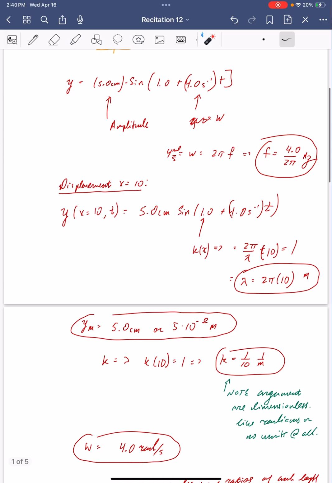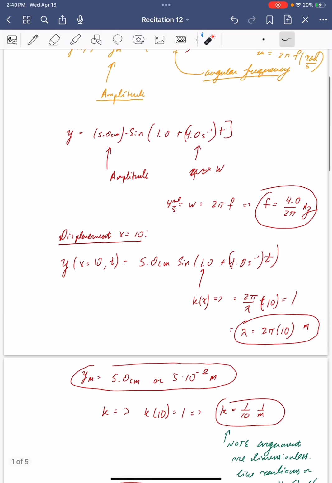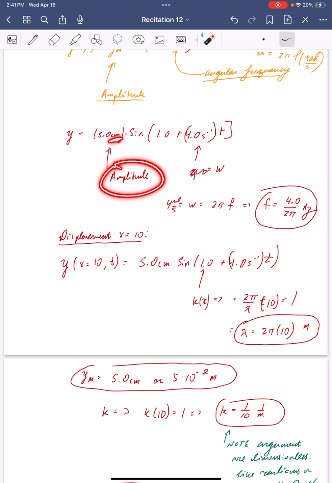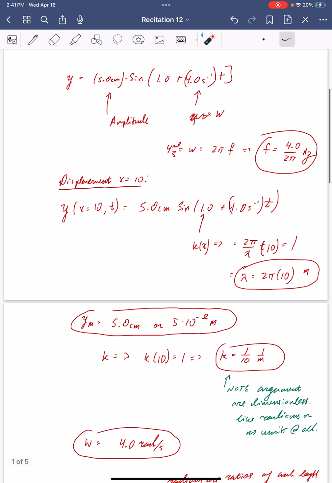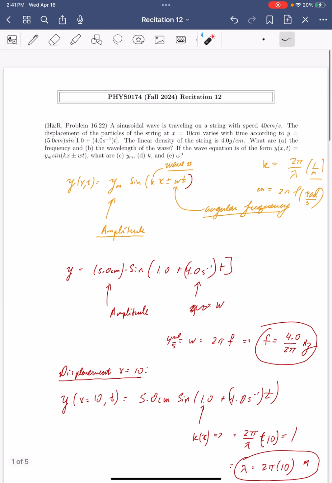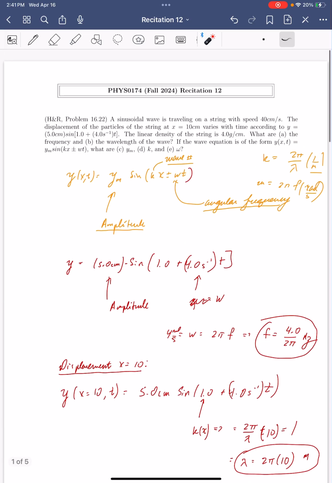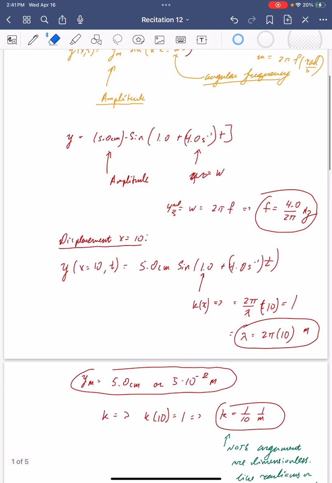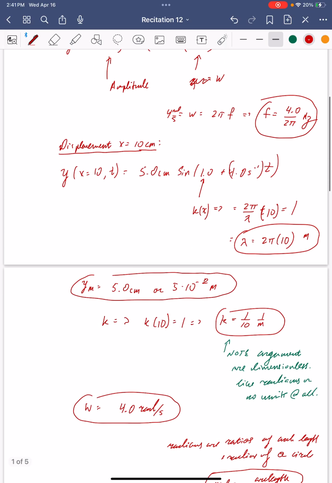Now, right now, the problem is not asking us for an amplitude. However, if it does, I would strongly recommend converting to SI units. Notice how it says 5 centimeters. We would convert that to meters. So the displacement here is equal to 10 centimeters. Let me just correct a little statement I had there. It's not just 10, but it's 10 centimeters.